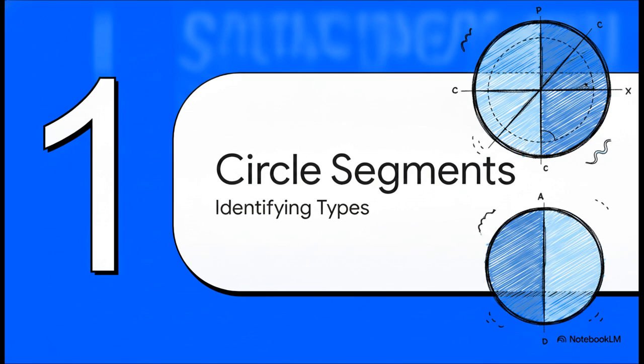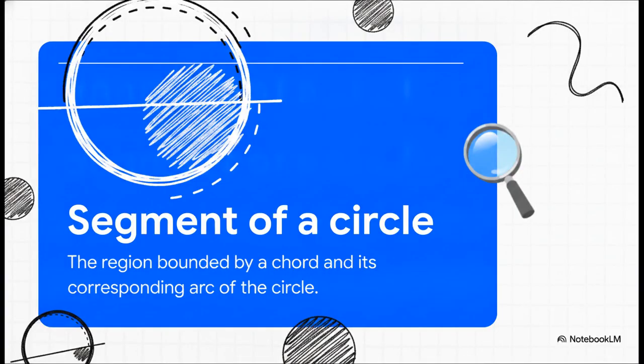Section 1. Understanding circle segments. Identifying minor, major, and semicircular segments. Before we even think about crunching numbers, we have to know exactly what geometric shapes we're dealing with. So let's start at the very beginning. What exactly is a segment of a circle?